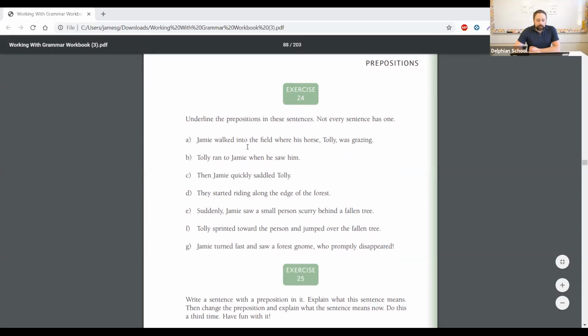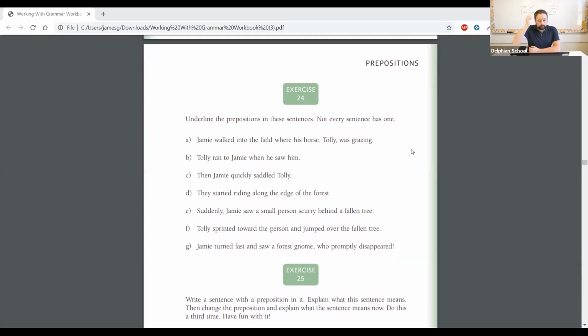So, sentence A. Jamie walked into the field where his horse Tolly was grazing. So what is the main preposition in this sentence? What word is connecting a noun or pronoun to another word? Jamie walked into the field. Does anybody see a preposition there? All right. So Tim and Logan both were the first ones to type into the Q&A box, into.